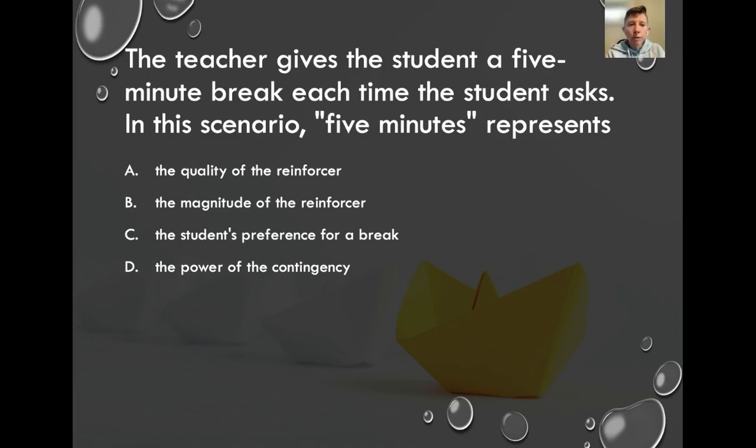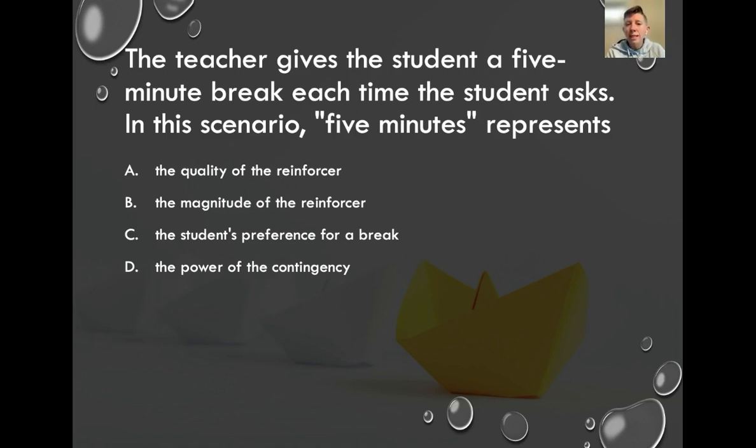The quality of the reinforcer is like, does it matter to us? Is it a good reinforcer for that particular behavior? Or is it something that we actually like and thus would be potentially a good reinforcer? And then the student's preference for a break references the quality and potentially a motivating operation, but that wouldn't work with the 5 minutes. And then the power of the contingency. That sounds dramatic, but it's kind of not a thing, so 5 minutes wouldn't represent that.